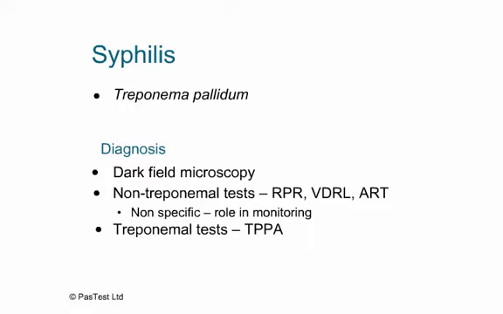Treponemal tests, such as the TPPA, Treponema pallidum particle agglutination test, directly test the antigen itself and are therefore more specific. However, it's important to remember that even this test has false positives with Lyme disease and with yaws.